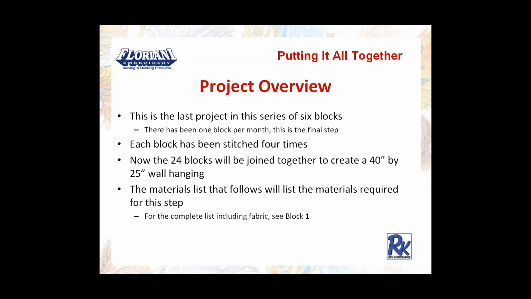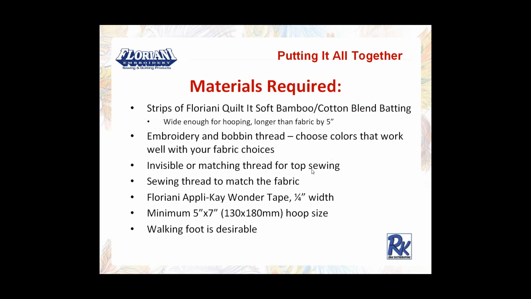The materials list that's going to follow is just the materials for this particular step. If you want to see a complete list of all the materials you need, including all the fabrics and batting and things for the entire quilt, then check out the complete list under block number 1. For this particular set of quilt borders and sashing strips, you're going to need some strips of quilted soft bamboo cotton blend batting. They want to be wide enough so that you can hoop them and longer than your fabric by about 5 inches. You're going to need some embroidery and bobbin thread.